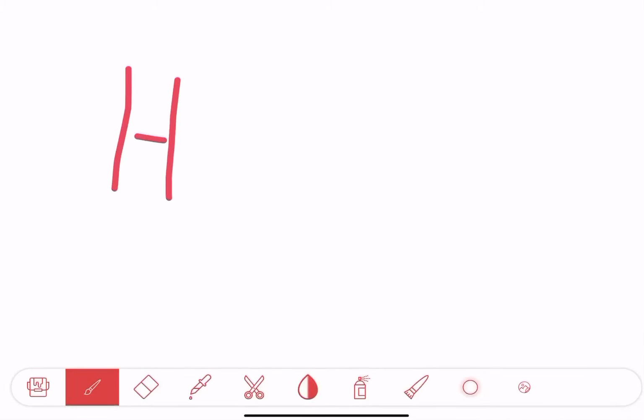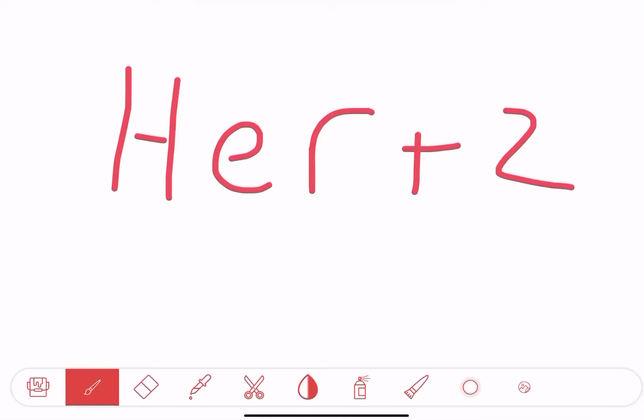This is how you spell hertz. It is the same way that you spell that company for car rental.